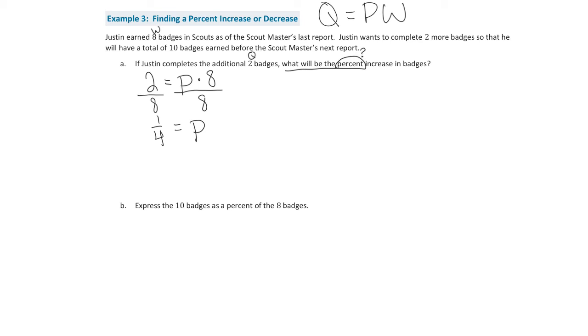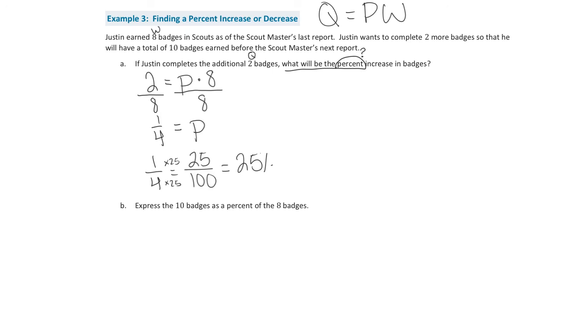Now we need to get 1/4 to be a percent. So I know that 4 can go into 100 25 times. So I'm going to take my 1 times 25 now, which I know is 25. So now I have 25 over 100, and I know that percent means out of 100. So my percent is going to be 25%. So now we know there will be a 25% increase in the number of badges.